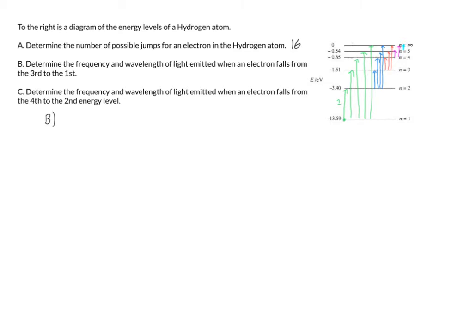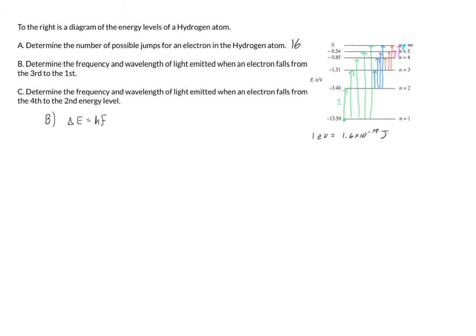For part B of this question, we're looking for both the frequency and wavelength of light emitted. That means that it's falling down. I drew them as jumping up absorptions, but same thing whenever we're falling down. Just coming back down here, being emitted. An electron falls from the third to the first energy level. And so we're going to use the equation here, change in energy equals Planck's constant times frequency.